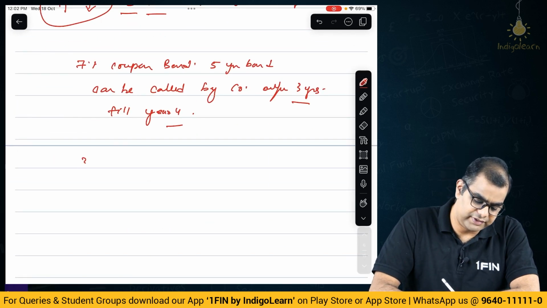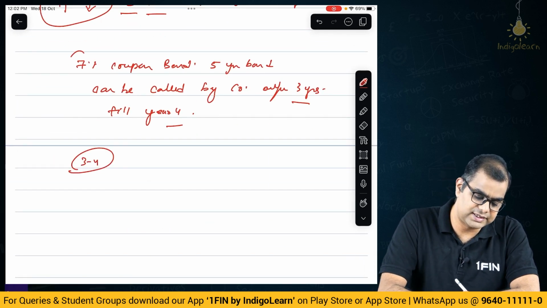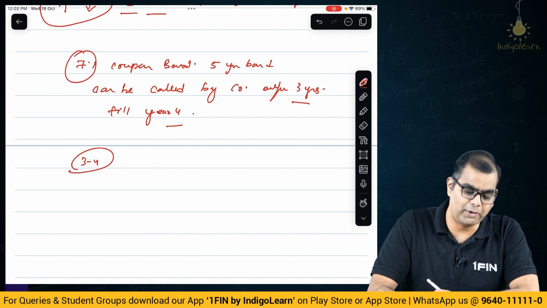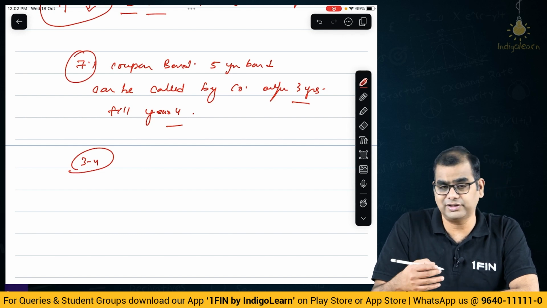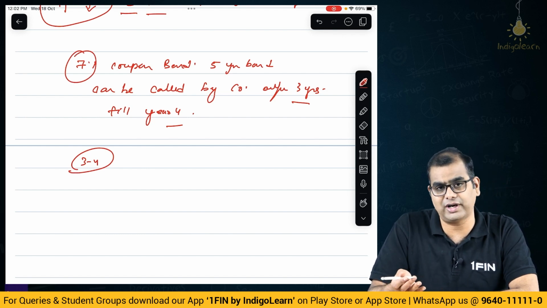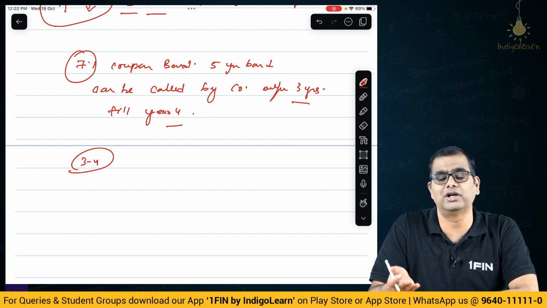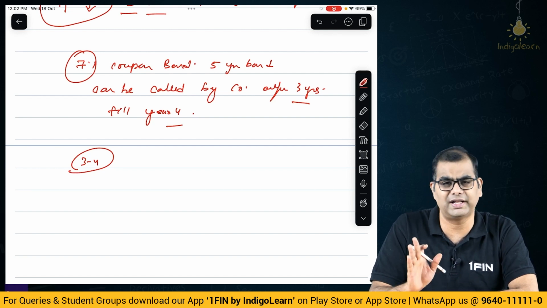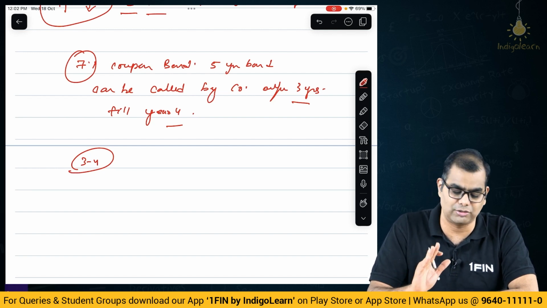Now, between year 3 and year 4, assume that there is a call. You can also add that whenever the bond is called, there is a premium, there is a discount, something like that. You can add many such features to the bond.